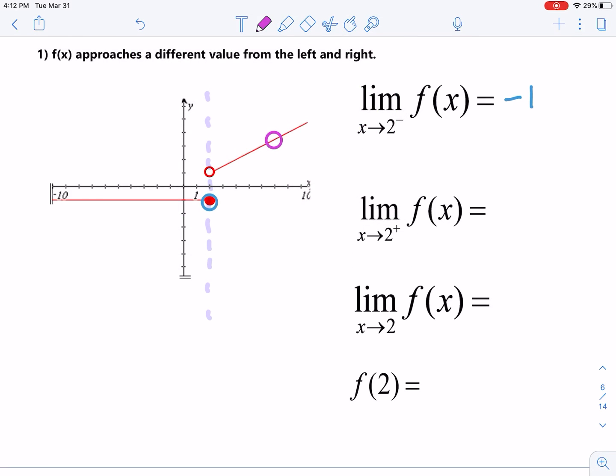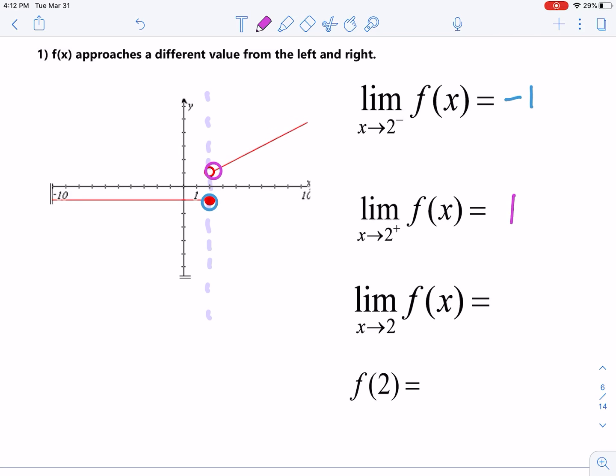So I'm going to grab onto the function somewhere to the right of that purple wall, and I'm going to start approaching. Does the limit exist here? It does. The right-hand limit does exist. Remember, the open circle does not affect the limit. It's just what y value am I getting close to, and what y value am I approaching. In this case, I'm approaching y equals 1.